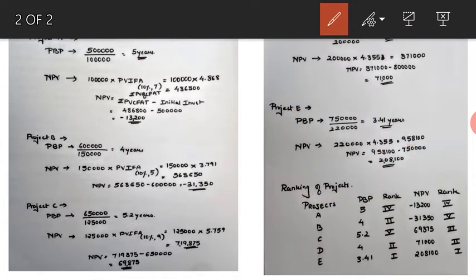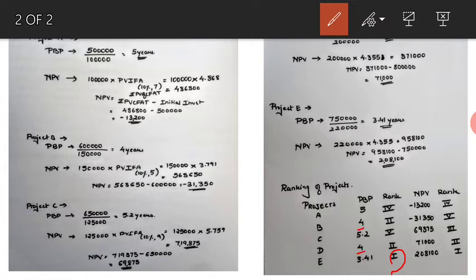Always remember, for ranking payback period, it is always lesser the better. Lesser the payback period, better is that project. Always remember this, because the lesser the payback period means we are getting the money sooner. So the sooner we get the money, the better it is. So whichever is less, we have to rank them 1. So 3.41 is less, so 1 rank.